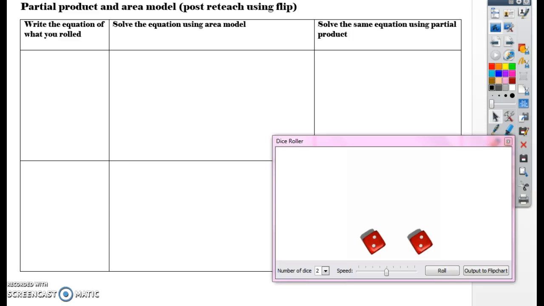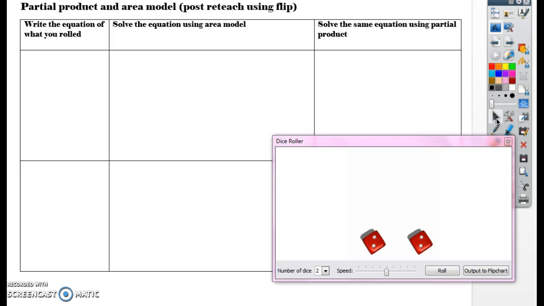Hey guys, so we're going to go ahead and try the partial product and the area models again. This time we're going to use dice, just because I don't want to have to get the playing cards out again and have you worry about figuring out which card does what. So you're going to get a piece of paper. It's just going to look just like mine.